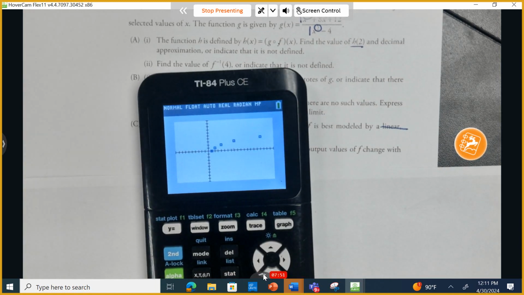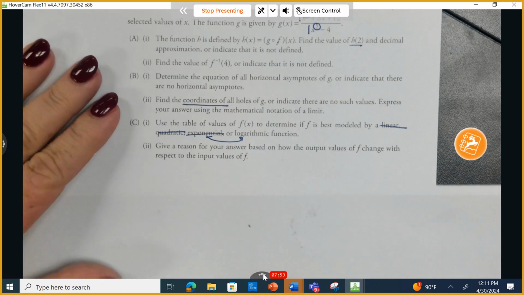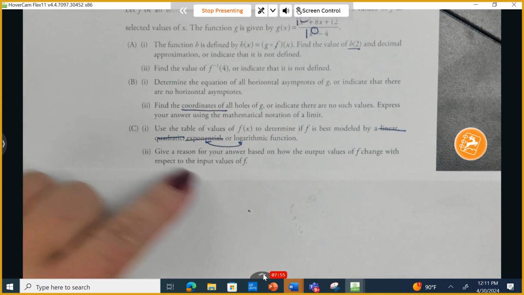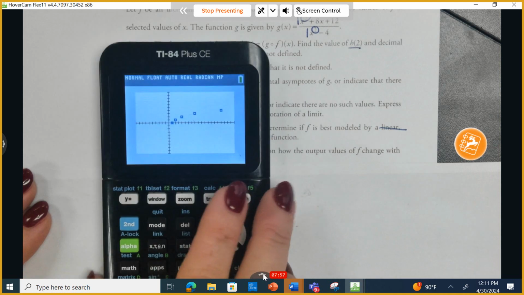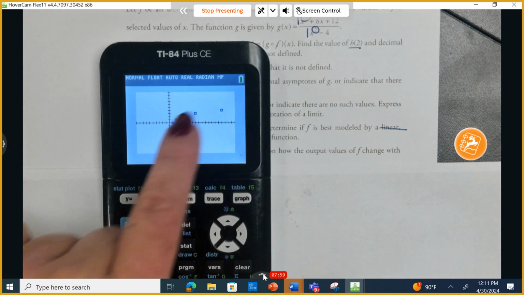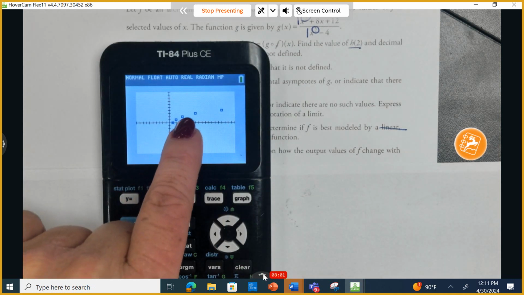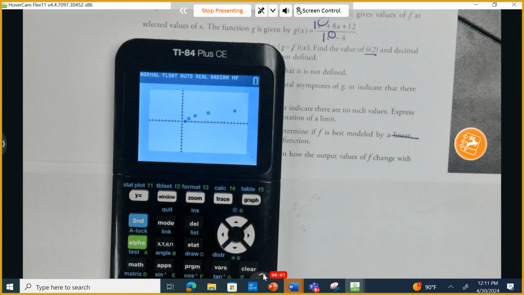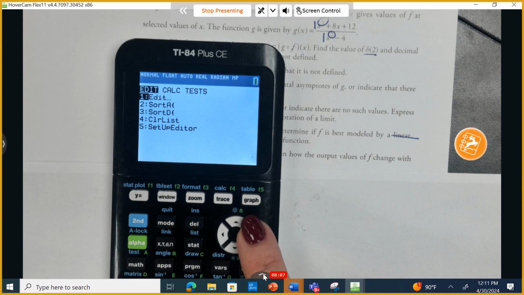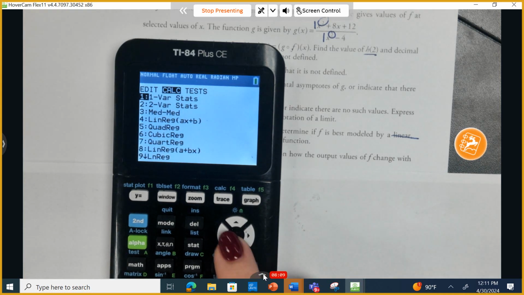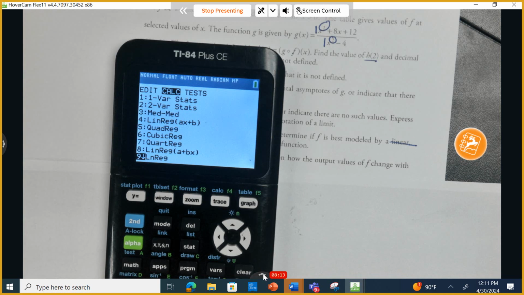Now I can show you how we are able to prove this, because I believe the next part asks how do you know. What I want us to do is create a regression. It's going to create an equation that uses these points to model it. Do me a favor and go to stats, go to calculate, and go all the way down to number 9. Number 9 is going to be the regression model for logs. Press enter all the way through.